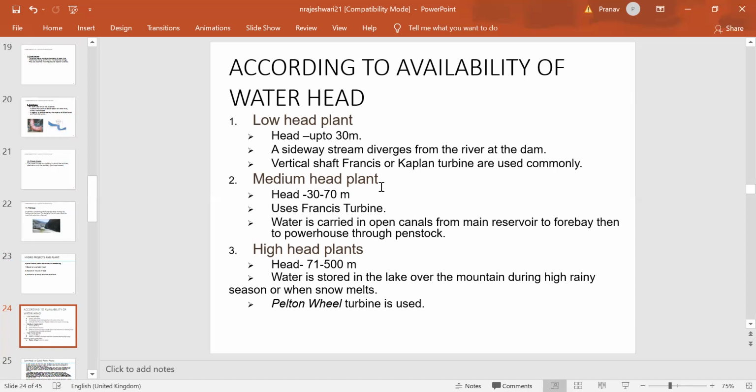And coming to the second classification, medium head power plant. So this head is in between 30 to 70 meters, and it uses a Francis turbine, and water is carried in open canals from the main reservoirs to the forebay and then to the powerhouse through the penstock.